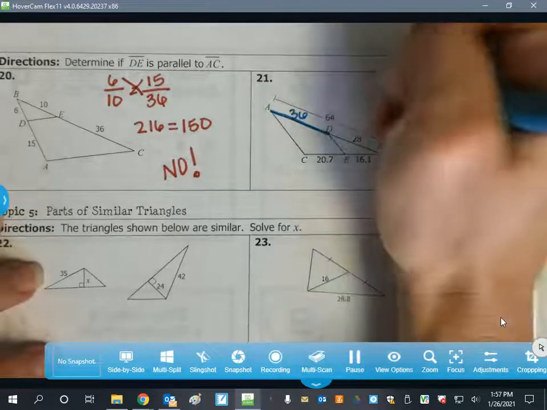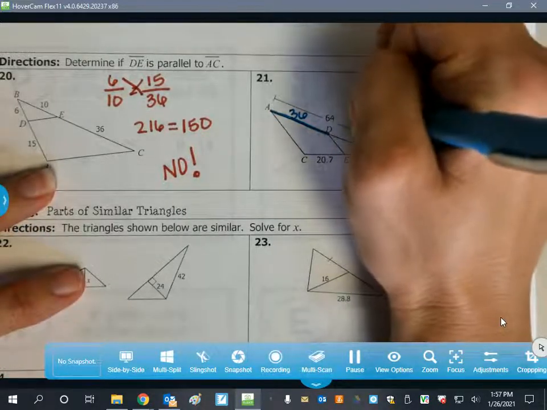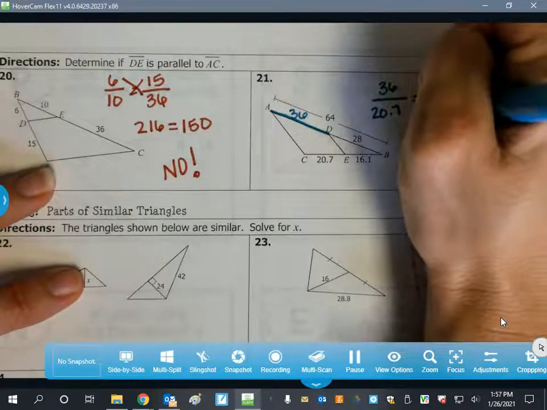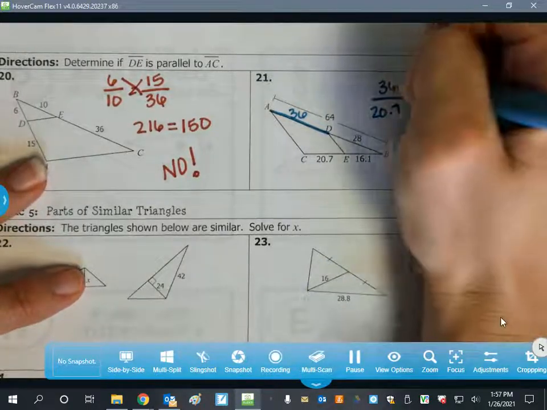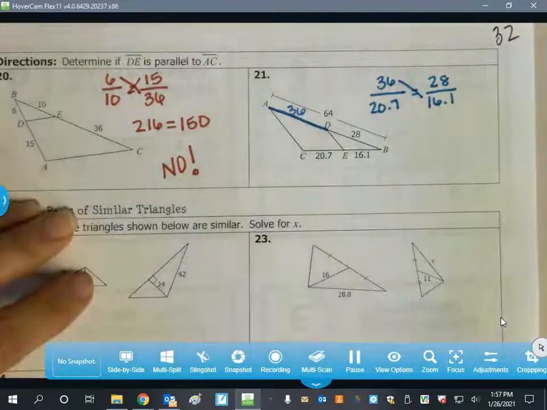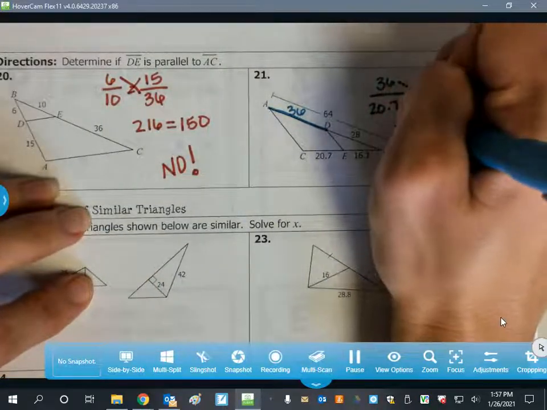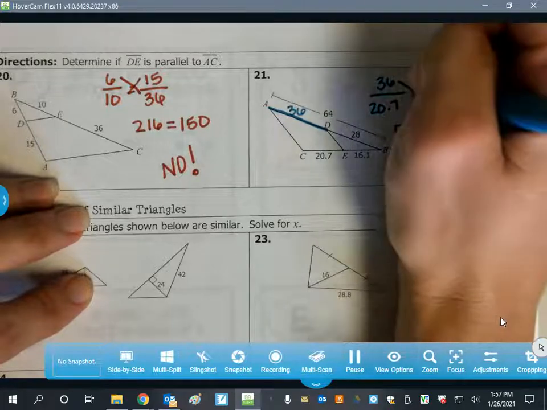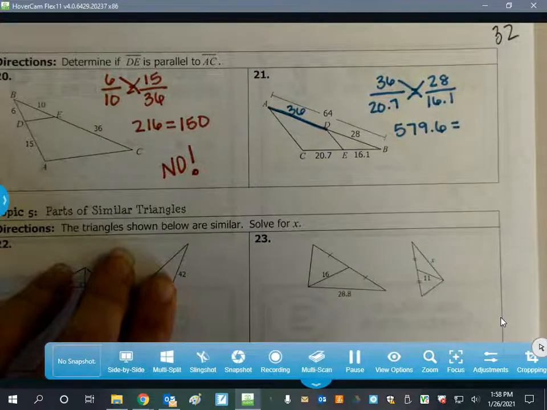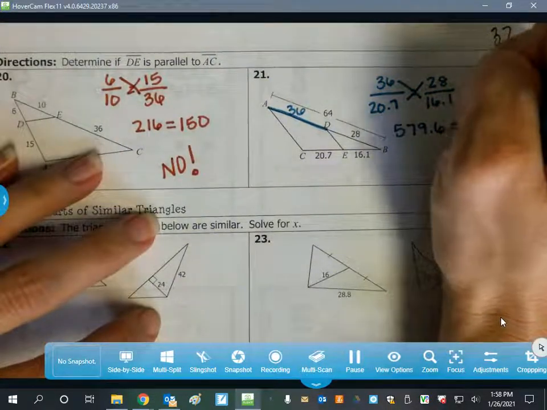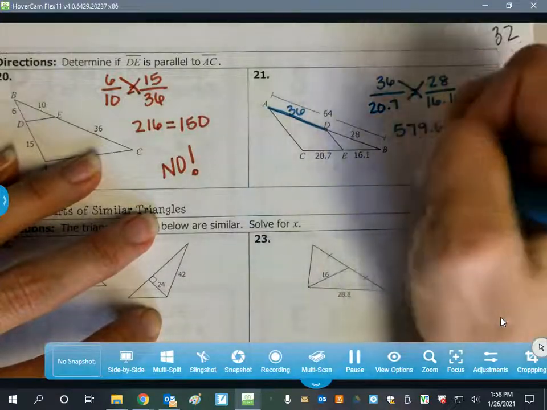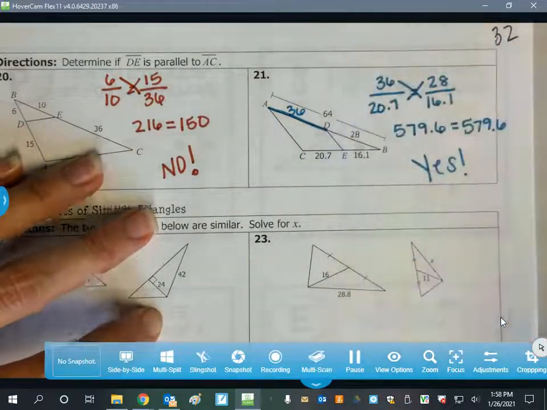So you should have set up the proportion: 36 over 20.7 equals 28 over 16.1. 36 times 16.1 is 579.6, equals 28 times 20.7, is 579.6 also. So since you got the same thing when you cross multiplied, yes, these lines are parallel.